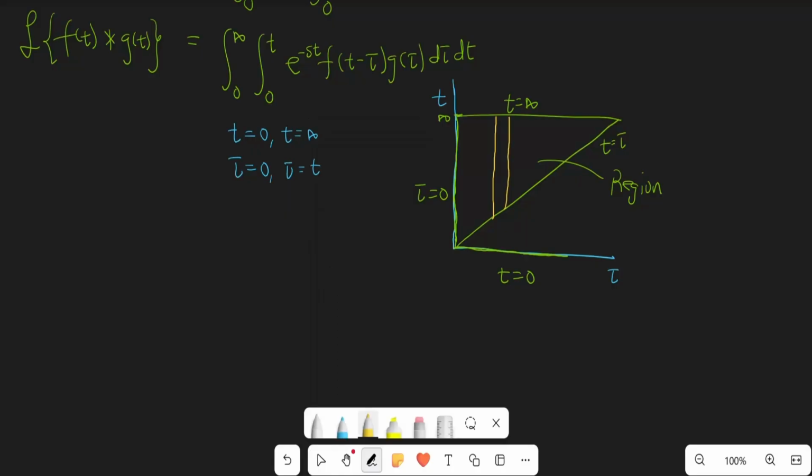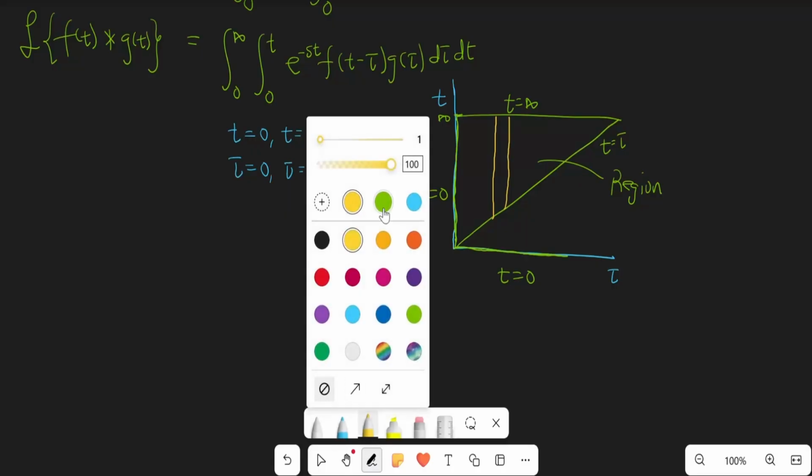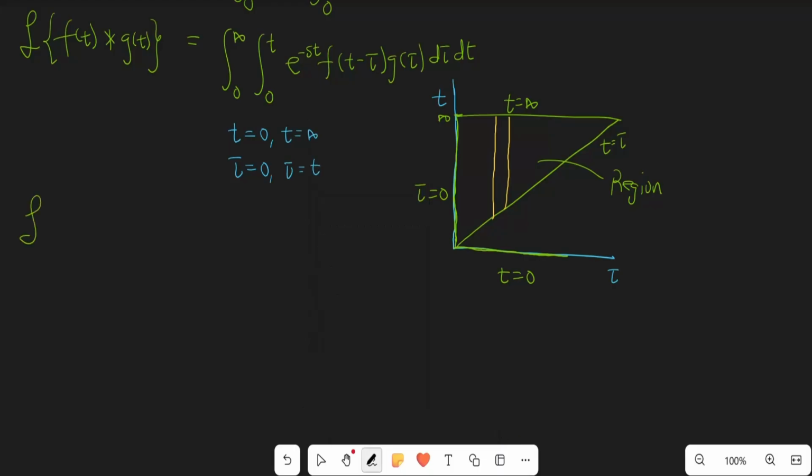So if I'm writing this one, that is going to be what? I'm going to have the Laplace transform of f of t convoluted with g of t, and this is equal to the integral, and then I'll have e to the negative st, multiplied by f of t minus tau and then g of tau, and I'm going to integrate first with respect to t and then later on with respect to tau.